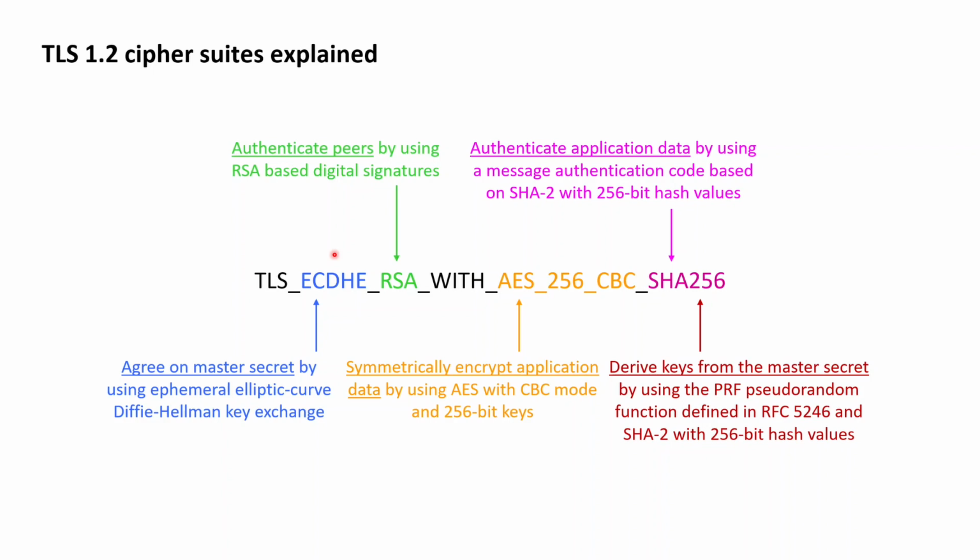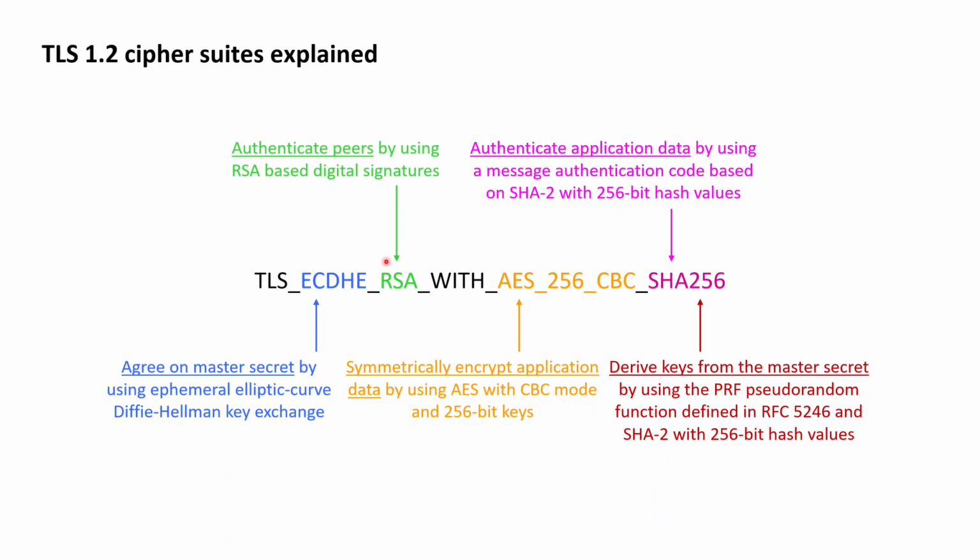ECDHE is an ephemeral elliptic curve Diffie-Hellman key exchange, and such a key exchange serves the purpose of the client and the server agreeing on a master secret. The next part in the cipher suite to the right of ECDHE reads RSA, and this part of the cipher suite specifies that the peers involved in the TLS connection making use of this cipher suite are authenticated by using RSA-based digital signatures.